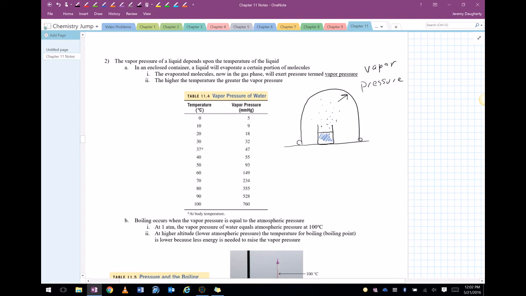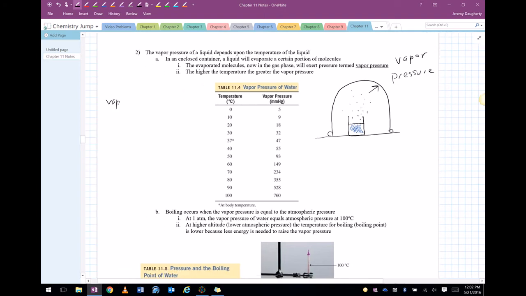Now, what is a vapor? A vapor is a gas from a substance that is a liquid at room temperature. So that's the difference between a vapor and a gas. A vapor comes from a liquid at room temperature, where a gas at room temperature is just a gas.